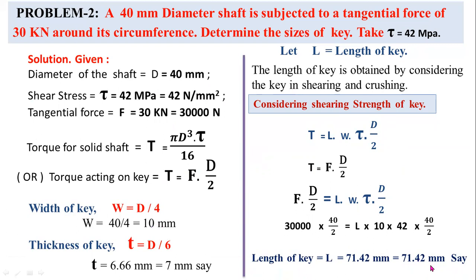So nearly 72 mm is the required length of the key. So this is the answer for this problem. This is the cross section or isometric view of a key.